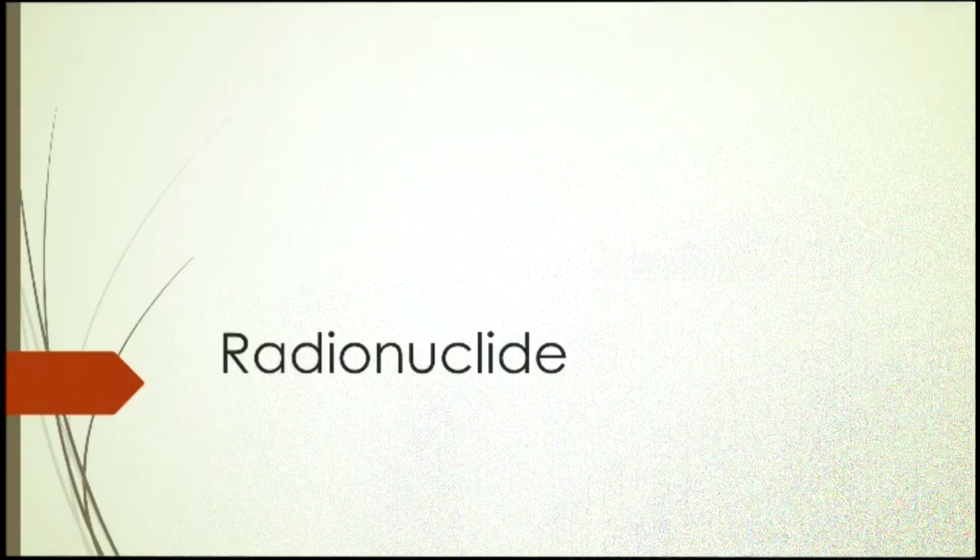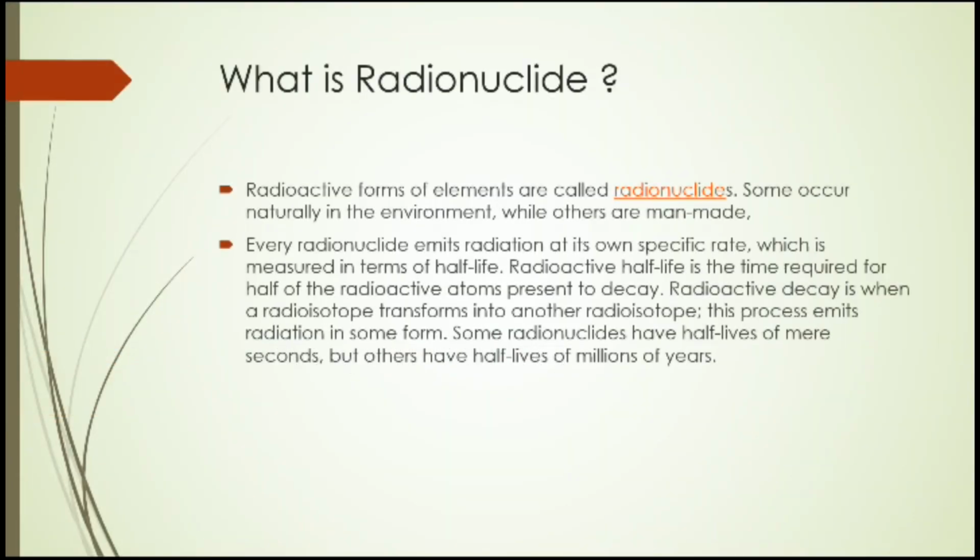What is a radionuclide? It is a radioactive form of an element, called a radionuclide. Some occur naturally in the environment, while others are man-made. Every radionuclide emits radiation at its own specific rate, which is measured in terms of half-life. Radioactive half-life is the time required for half of the radioactive atoms present to decay.